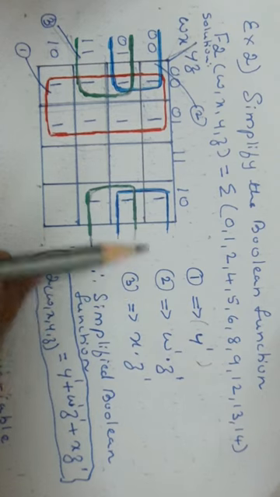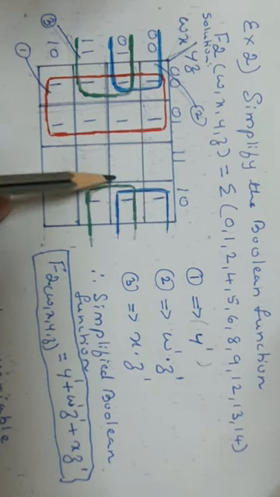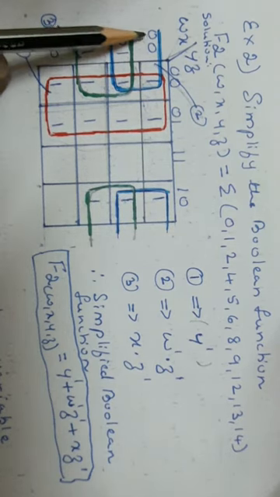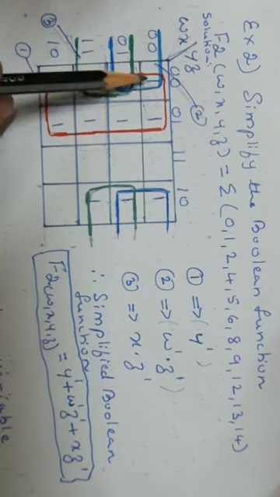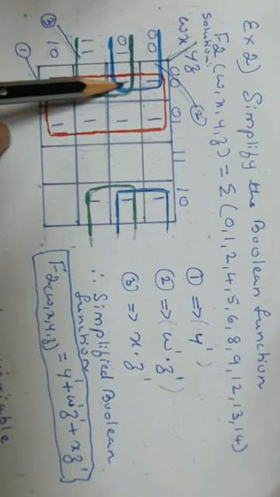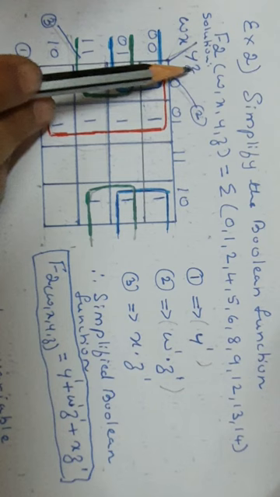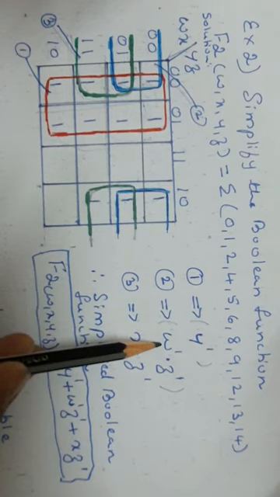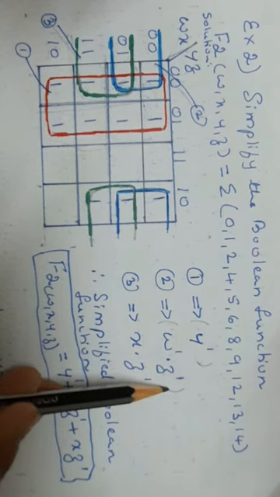Then with respect to the second group, this blue colored one, these two and these two form a group of quad. These four ones are covered in two rows. Here 0, 0, 0, 1. So 0 is common with respect to W, that we write W dash. That is for the second group. And in group 2, these two and these two ones are covered in two columns, 0, 0, 1, 0. This 0, this 0 is common, that is with respect to Z, we write Z dash. So in group 2, W dash is common row wise and Z dash is common column wise. That is what we have written here.